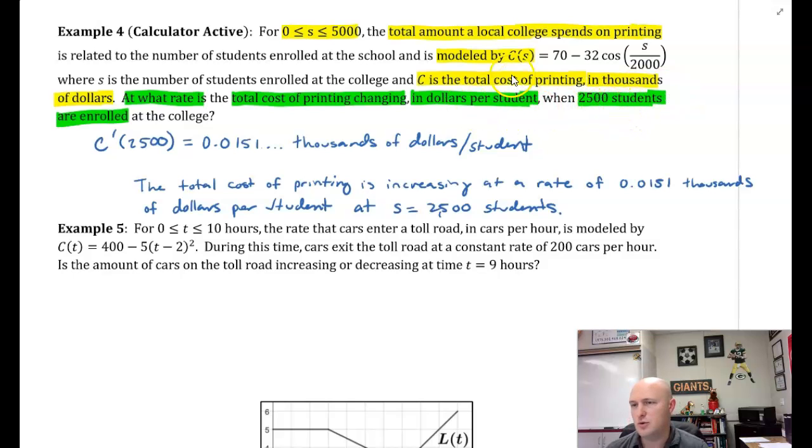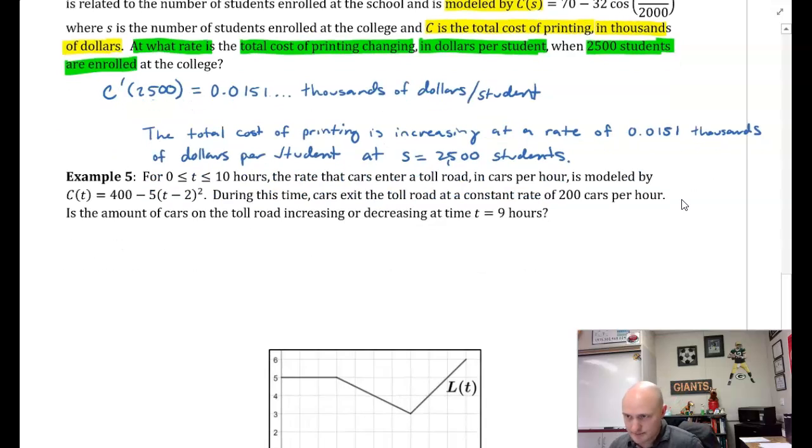So if I want to know how the total cost is changing, I'm going to take the derivative or the rate of that. So C prime evaluated at 2,500, and that gave us with the calculator 0.0151, and that is thousands of dollars per student. So our conclusion: the total cost of printing is increasing at a rate of 0.0151 thousands of dollars per student at S equals 2,500 students. Okay, so hopefully you got that. Hopefully that was very, very straightforward.